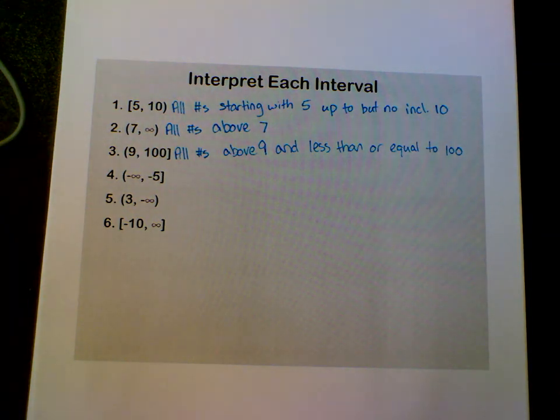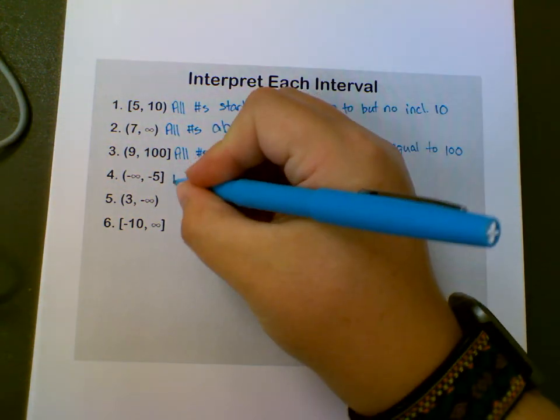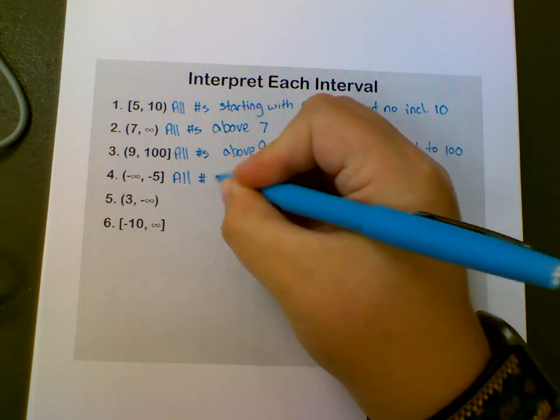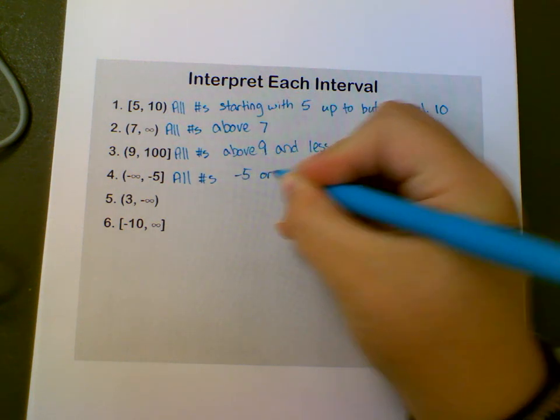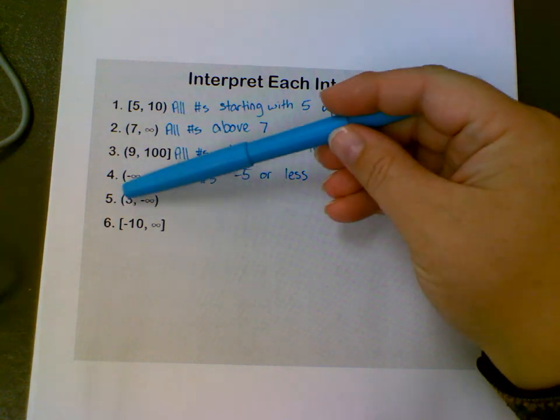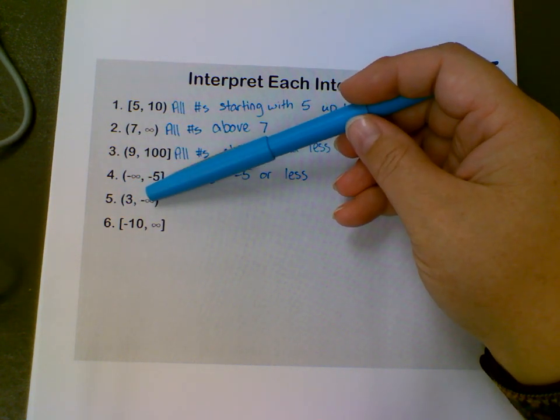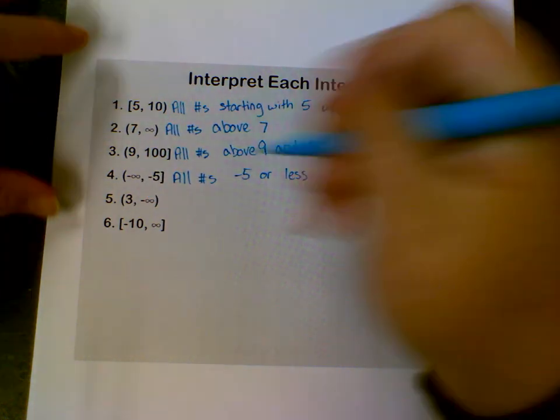The fourth one, negative infinity, comma, negative 5, with a parenthesis in the front and a bracket on the negative 5, means everything that's less than negative 5, and it includes negative 5, all numbers negative 5 or less. Number 5, parentheses 3, comma, negative infinity, parentheses. Well, 3 being in the front means it should be everything bigger than 3, but negative infinity is not bigger than 3. This interval means nothing.